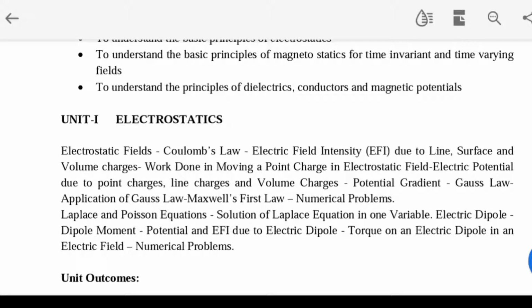After that, we go for Laplace's and Poisson's equations, solution of Laplace's equation, electric dipole and potential due to electric dipole, torque on electric dipole. Like that we go on in electrostatics.